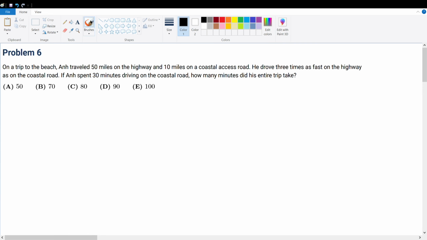Problem 6. On a trip to the beach, An traveled 50 miles on the highway, 10 miles on a coastal access road. He drove 3 times as fast on the highway as on the coastal road. If An spent 30 minutes driving on the coastal road, how many minutes did his entire trip take?